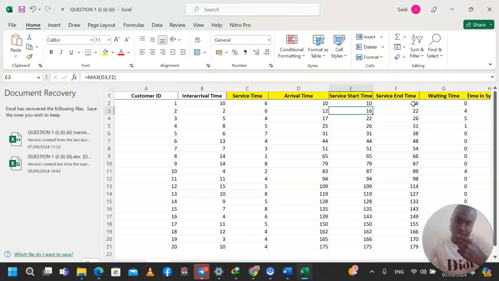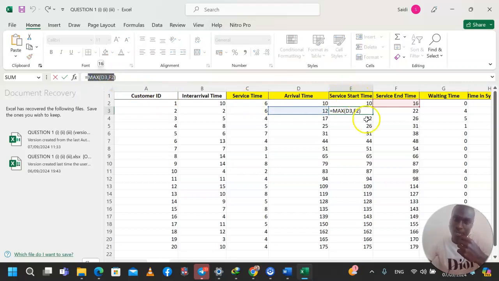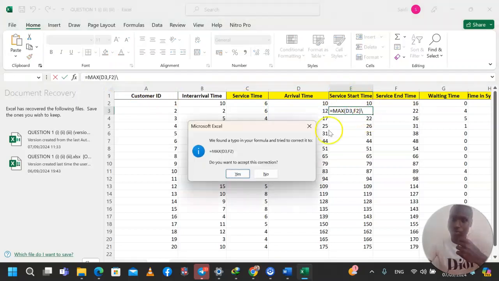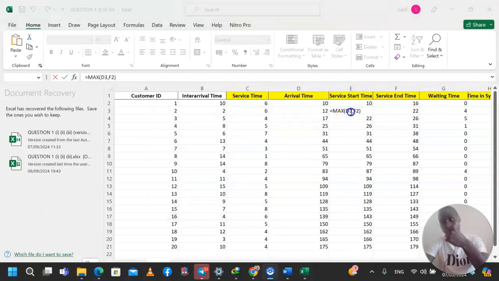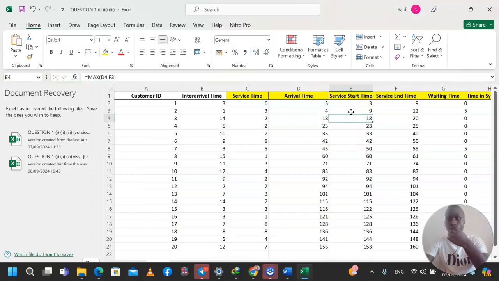Second customer. That's why we used this formula, as we see. As you have seen, that's how we have done it, and you just scroll to the rest for autofilling.